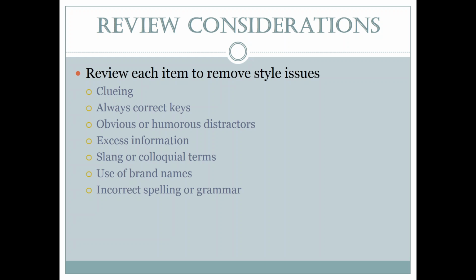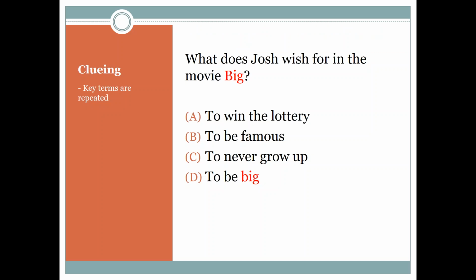So just to look at a couple of these style issues, let's look at this next slide here, which is cluing. Key terms that are being repeated. So if you've never seen this movie, Big, the question is, what does Josh wish for in the movie Big? Or you have to win the lottery, be famous, never grow up, or to be big. So again, as a test-wise candidate, and maybe somebody that's never seen a movie, you could probably assume that the option is, well, he wants to be big if the movie's called Big, of these options.